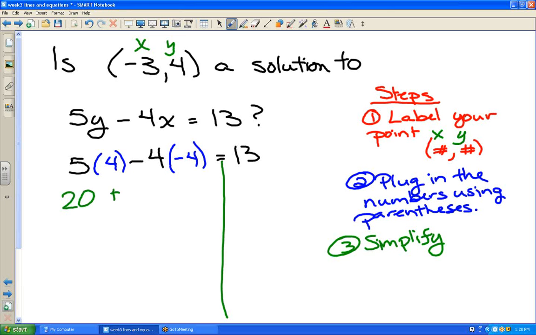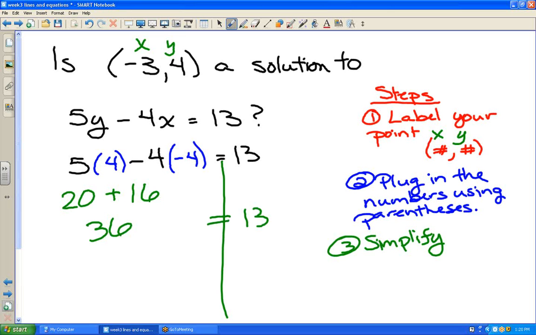So negative 4 times a negative 4. A negative times a negative is a positive, and 4 times 4 is 16. Now I can still do a little bit more with this, because I can combine those two terms. So what's 20 plus 16? It's 36. And then I look at the right side. I really can't do anything because it's just a 13.